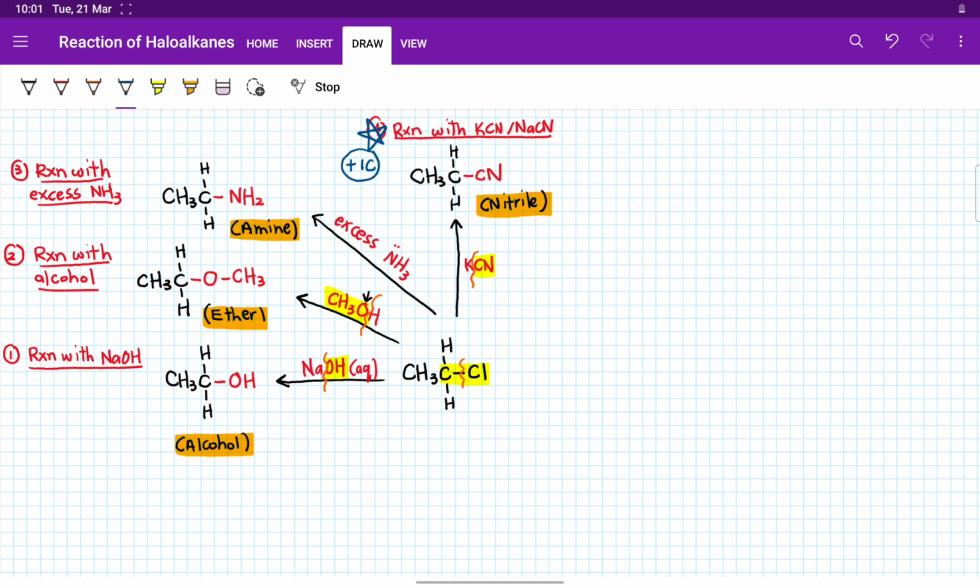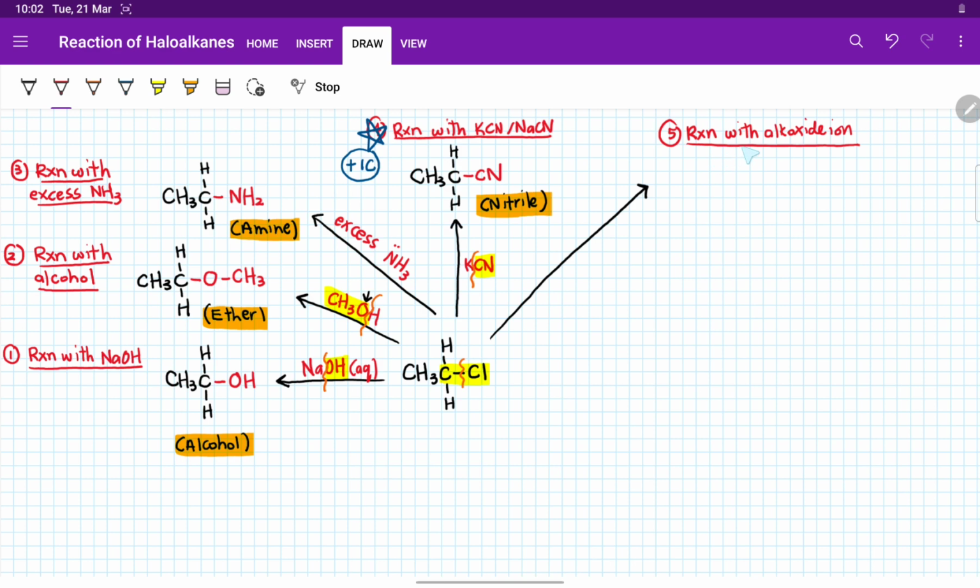Okay, contohnya, kita start dengan material kita 4 carbon. Tiba-tiba habis produk ada 5 carbon. So, maksudnya, in between of the reaction, mungkin ada reaction of haloalkane with KCN, yang mana kita boleh tambah 1 carbon dekat sini.